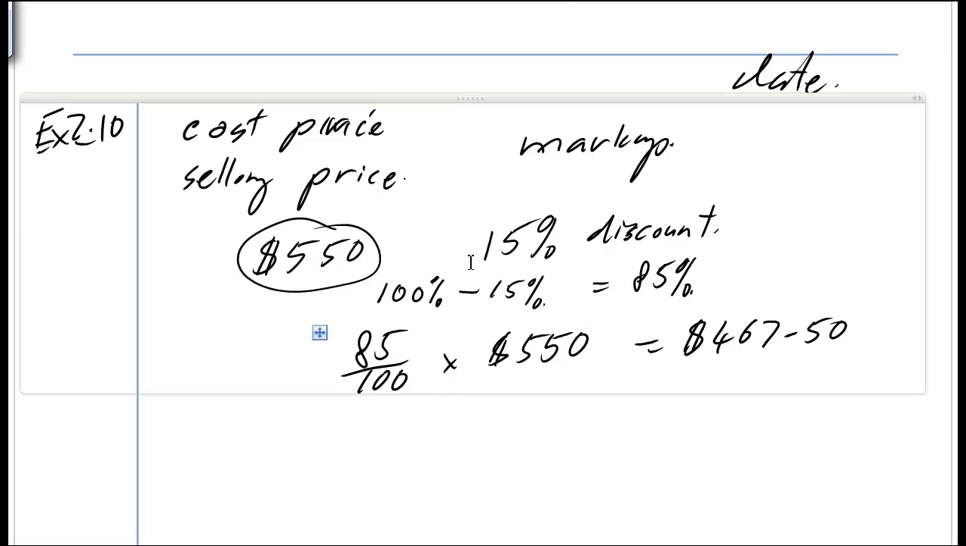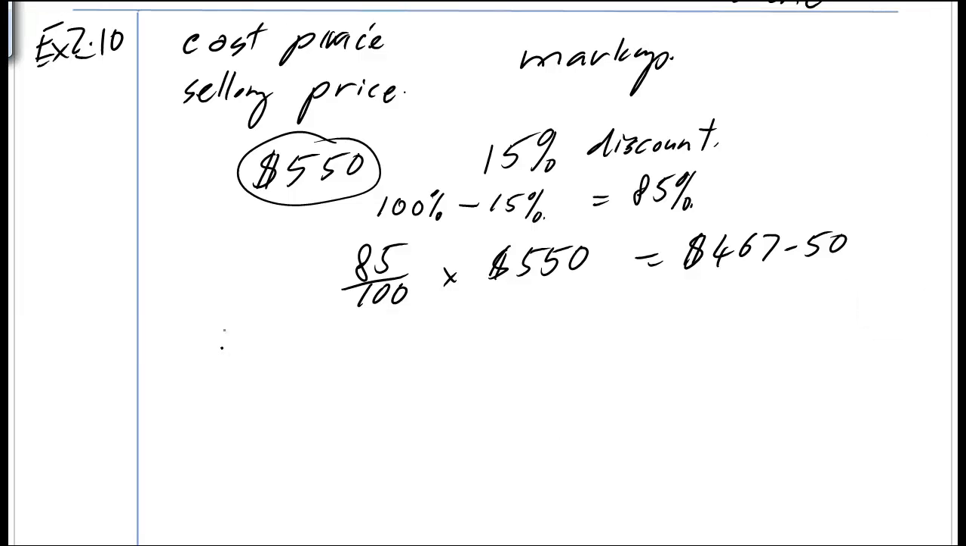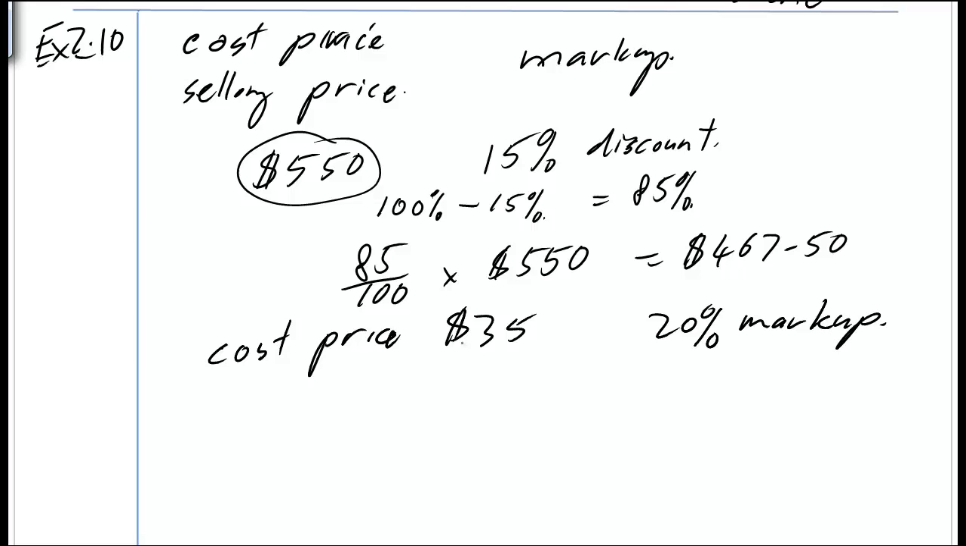Now, say you want to increase. Actually, no. We might as well do the increases now. If you wanted to increase the selling price, say the cost price was $35, and you want to have a 20% markup. That means you want to increase this price, the cost price, by 20%.